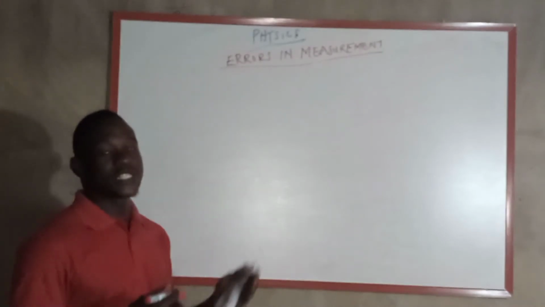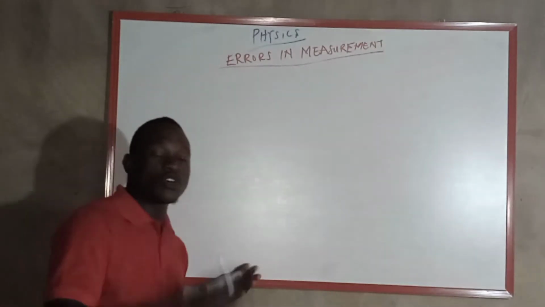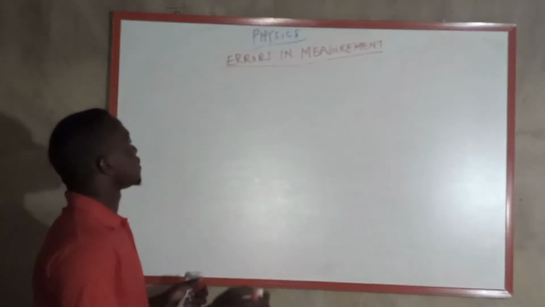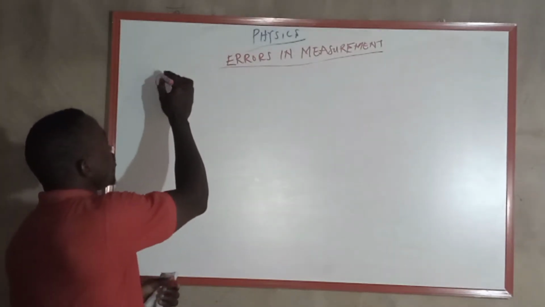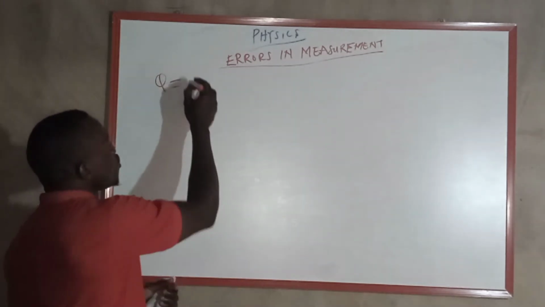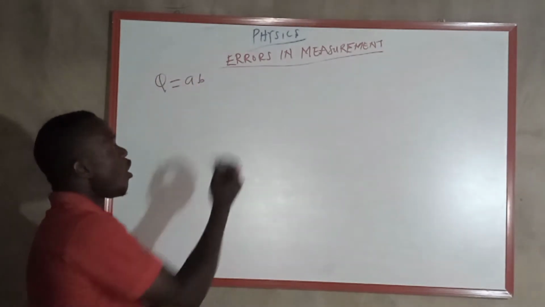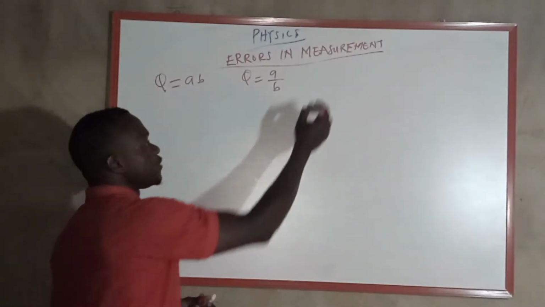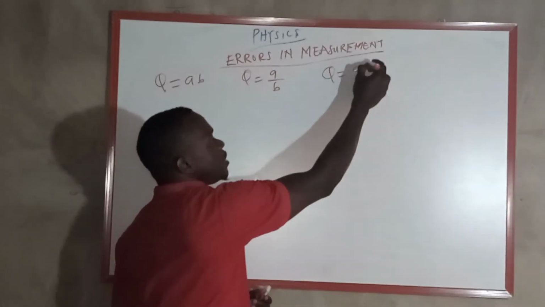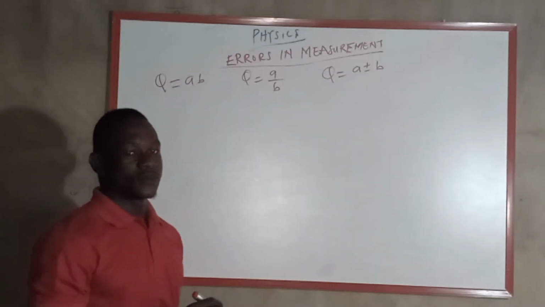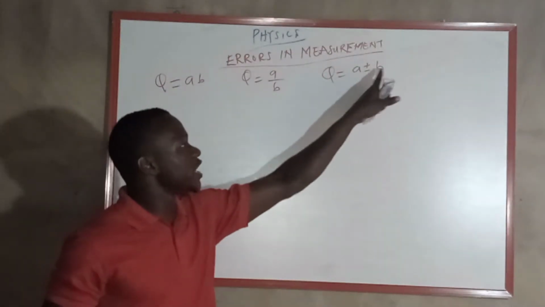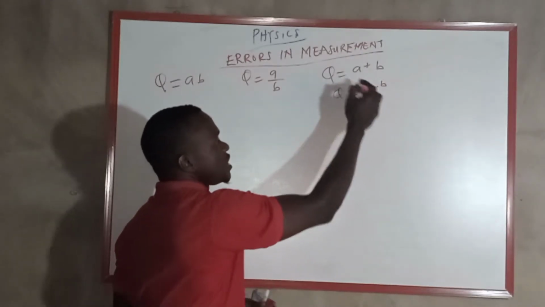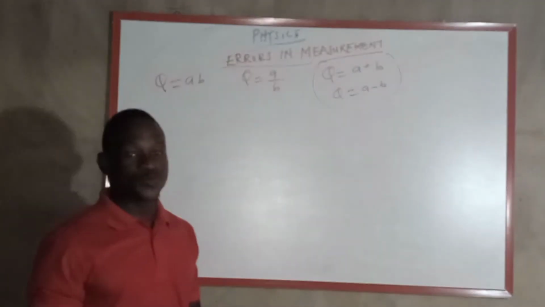Now, in this class, we'll be dealing with errors in measurement in quotient, that's division, and multiplication. So let's say we have a question, we have a formula Q equals A times B, or we have Q is equal to A over B. Now, it's going to be very different from when you have Q equals A plus or minus B. It's going to be very different when you have Q equals A plus B or Q equals A minus B. This is what we did in the last class.